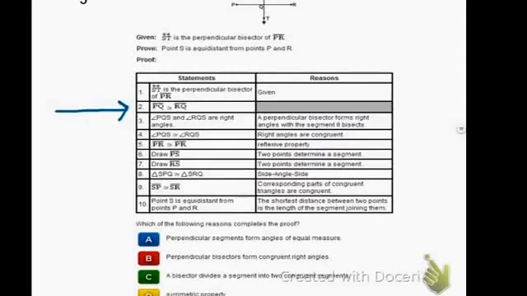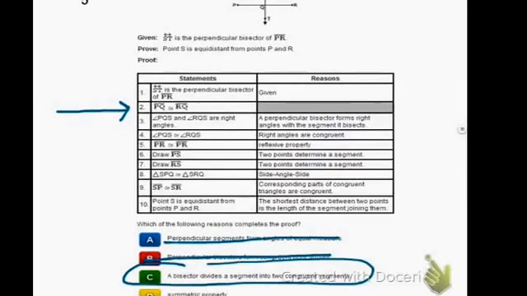All right, so I want to fill in the reason here. Would I say perpendicular segments form angles of equal measure? Well, PQ and QR are not angles, so that one's out. B, perpendicular bisectors form congruent right angles. Again, statement 2 is not talking about angles, so that one's out. C, a bisector divides a segment into 2 congruent segments. And statement 2 says PQ is congruent to QR. So that would be what we're looking for. We have 2 congruent segments.